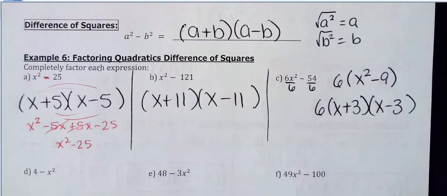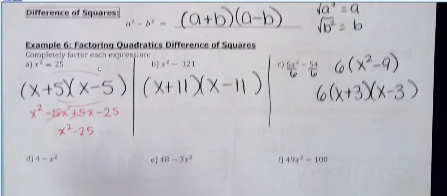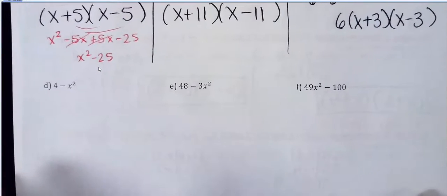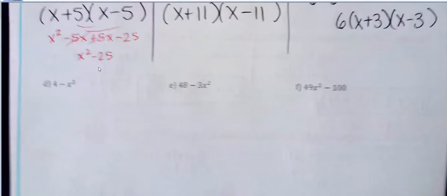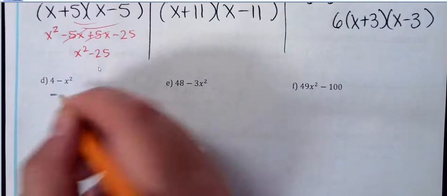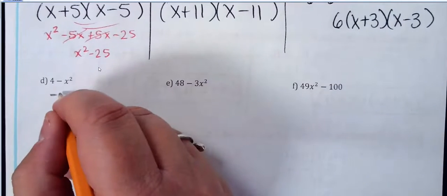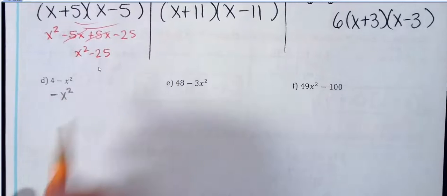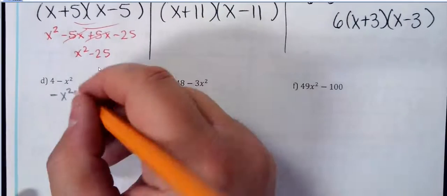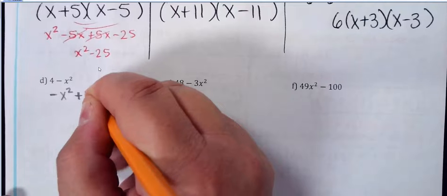Okay. Now, the next two are just a little bit weird. I want to do kind of what I recommended to you guys on the front, if they don't present you the question in standard form, I'm just going to rewrite this real quick in standard form. So the biggest power of my variable is the x squared there. It's negative, so I'm just going to rewrite this. And it was 4 minus that, but the 4 doesn't have a negative in front of it, so really it would be a plus.